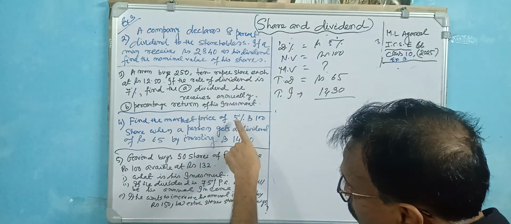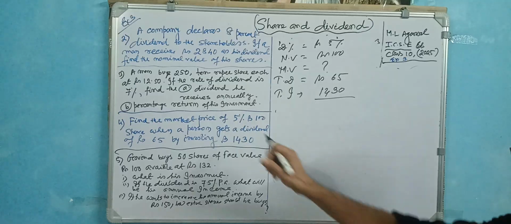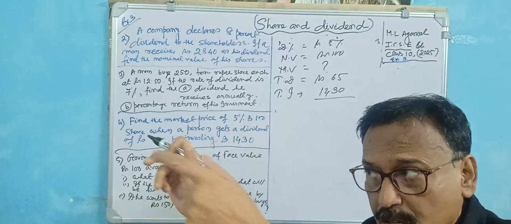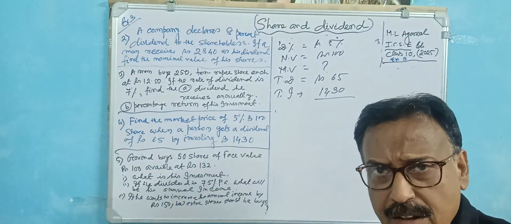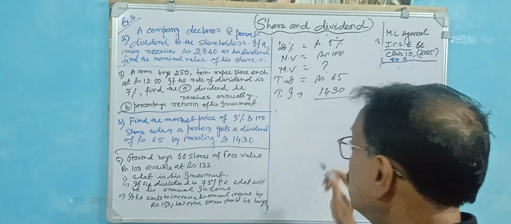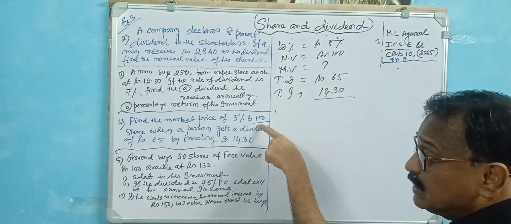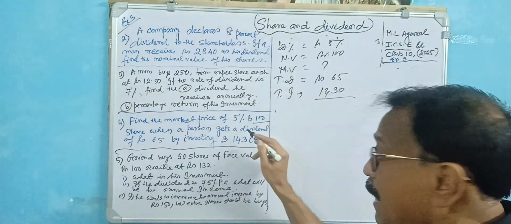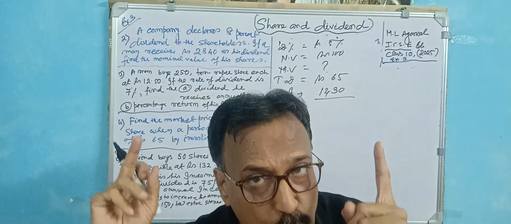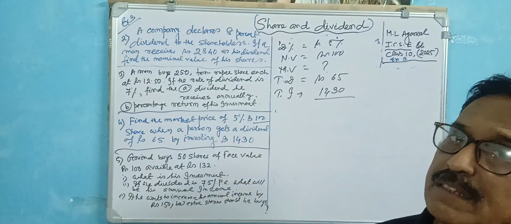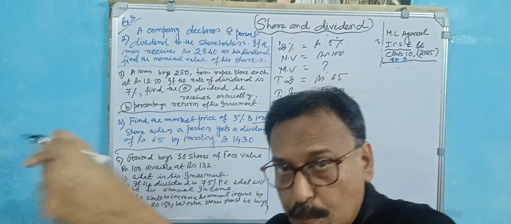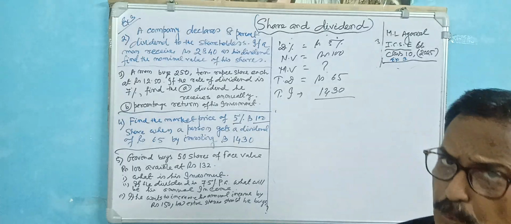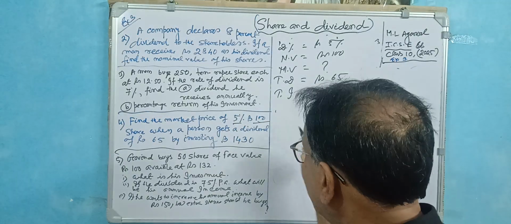Find the market price of rupees 5% dividend. So 5% dividend means that when you invest rupees 100 in a company, you get a dividend of rupees 5 per share. This is very important. The face value is 100. So what do you mean by 5% dividend? In one share you get rupees 5 as a dividend, or when you invest rupees 100 in a company, you get rupees 5 as a dividend. The nominal value is 100.